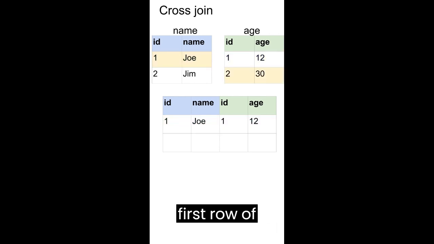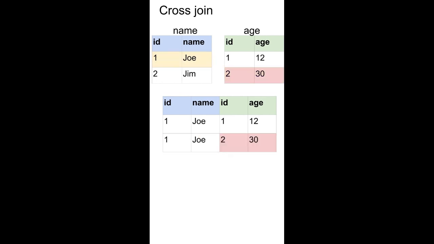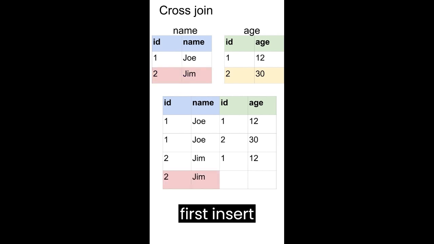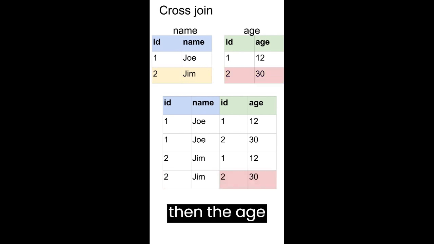Next, we match the first row of name with the second row of age. We first insert data from the name row and then the age row. Next, we match the second row of name with the first row of age. We first insert data from the name row and then the age row. Finally, we match the second row of name with the second row of age. We first insert data from the name row and then the age row.